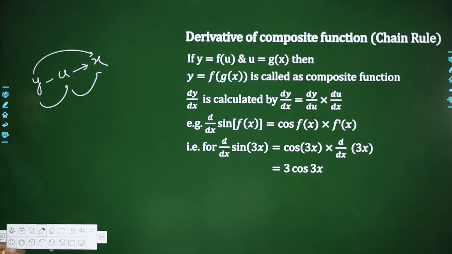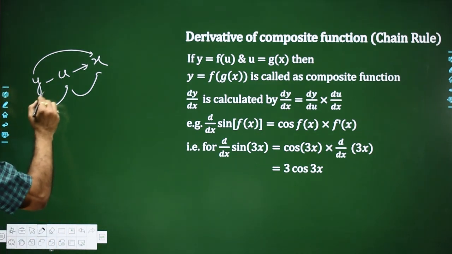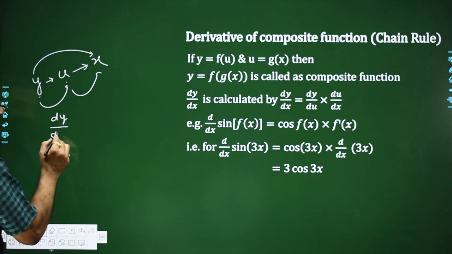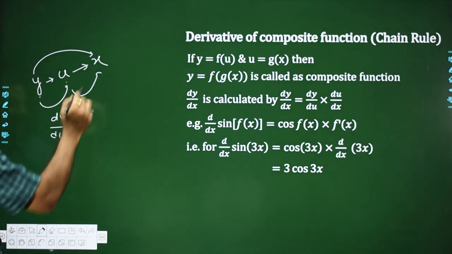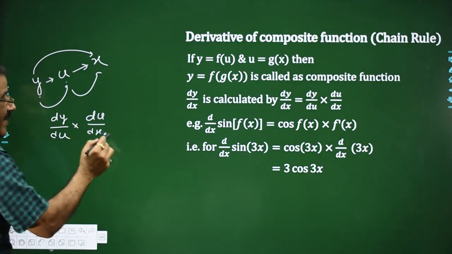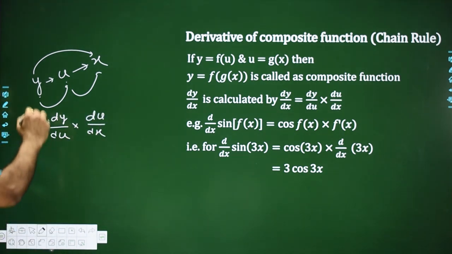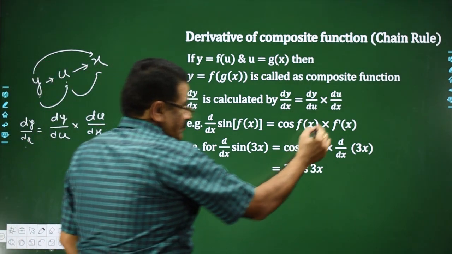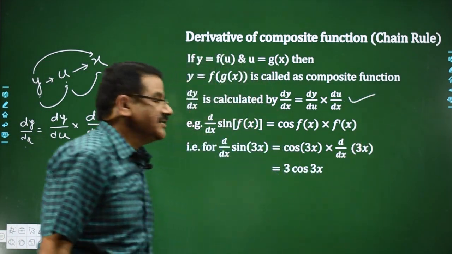So, what is the meaning of chain rule? Let us see. y is a function of u, so we can find the derivative of y as dy by du. u is a function of x, so we can find the derivative of u as du by dx. And whenever we say that y is a function of x as well, then it is nothing but dy by dx. So, this is the formula: dy by dx is equal to dy by du into du by dx. This formula is called the chain rule.